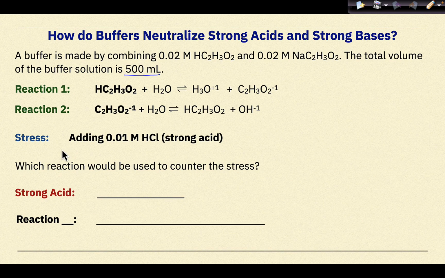So the stress in this situation is adding 0.01 molar of HCl, which we know is a strong acid. Which reaction would be used to counter the stress? The ionization of the strong acid is HCl ionizes to form hydrogen ions and chloride ions. We need a reaction that is going to neutralize the hydrogen ions. So if you chose reaction 2, that is correct. Let's see why that's the case.